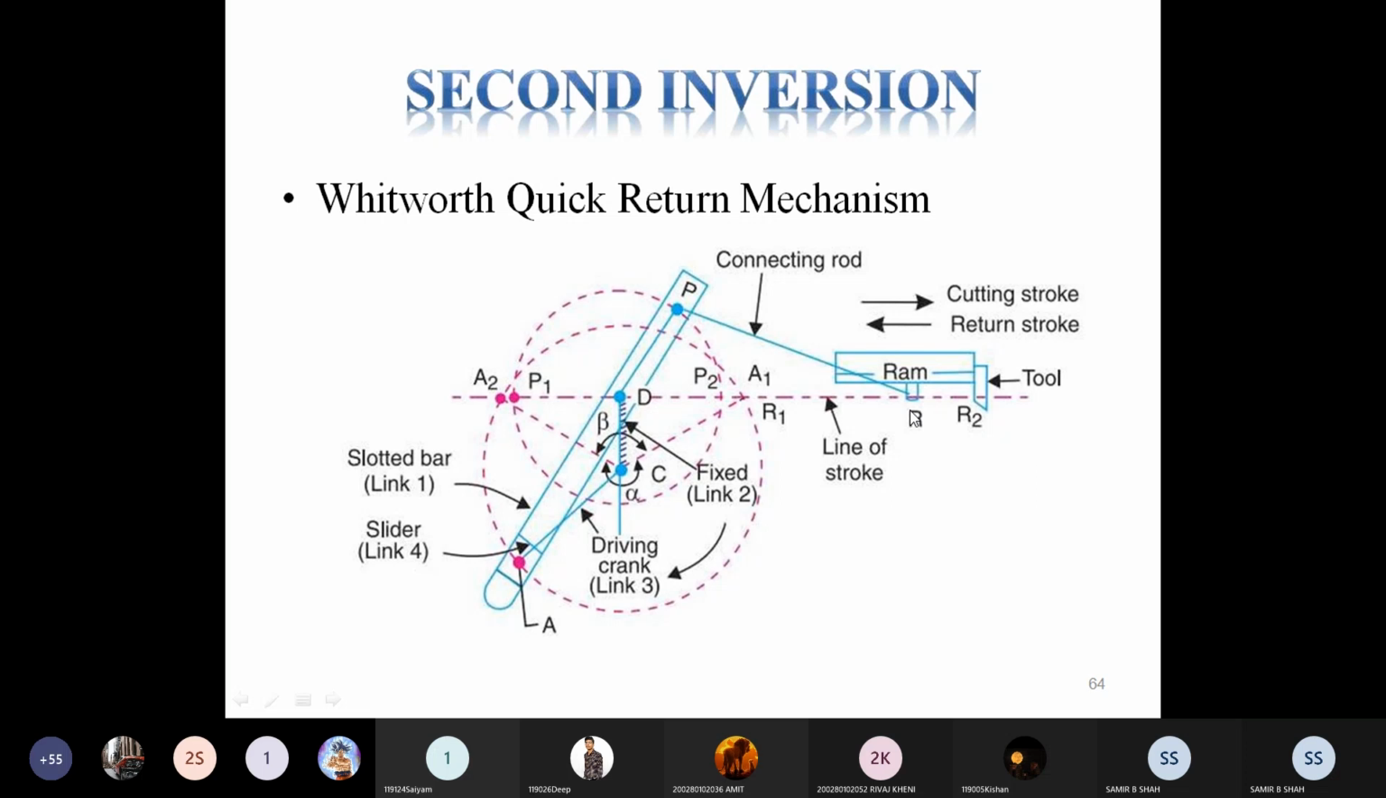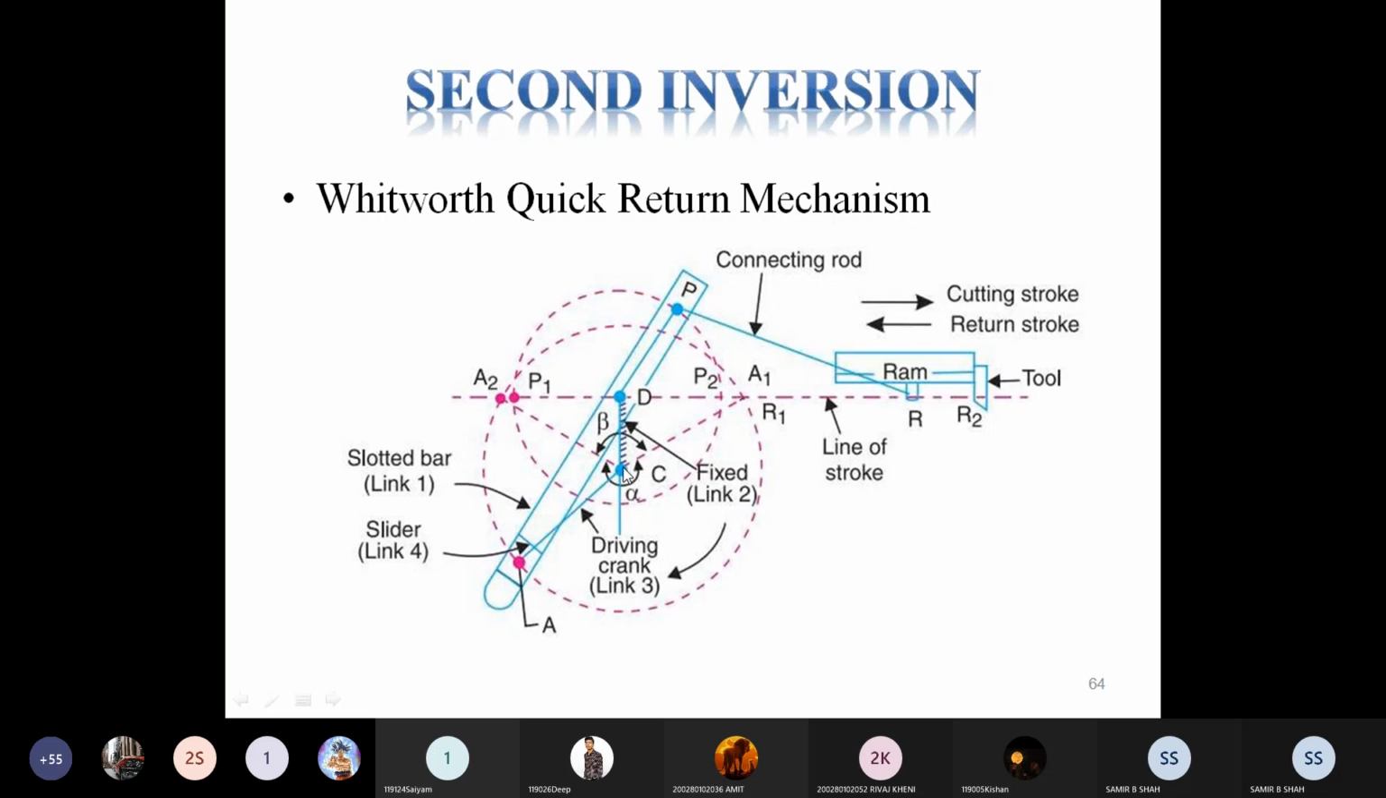So it cuts the job in the cutting stroke only, while link 2 may revolve on its own axis and link 4 may slide on its own axis. So during the cutting stroke, the driving crank moves from CA1 to CA2. Remember that it is the maximum point and this is the minimum point.